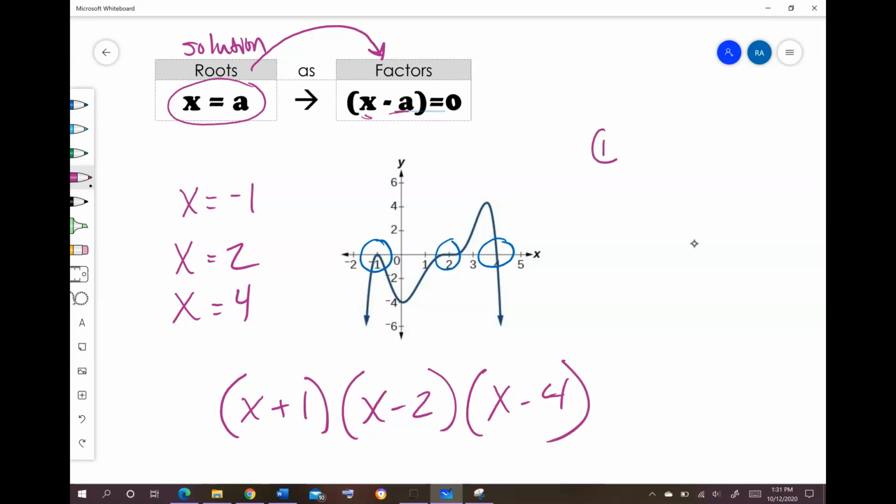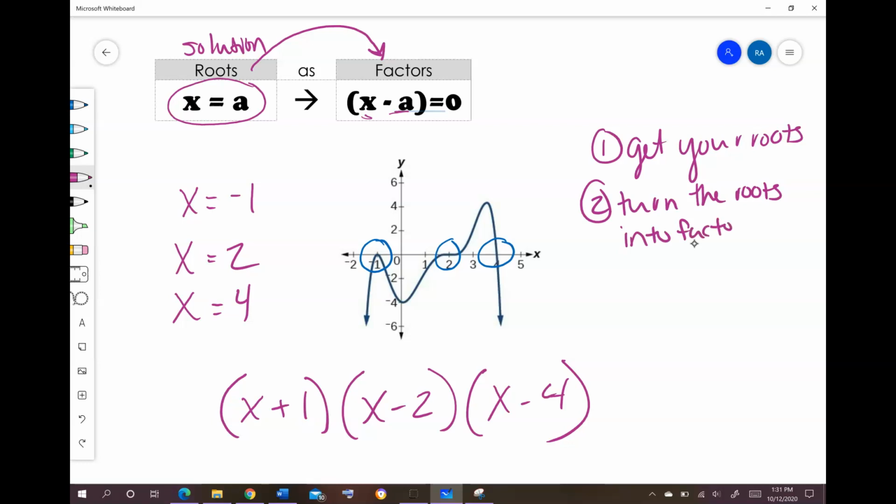Step 1. Step 1 is get your roots. We'll say step 2 is turn those roots into factors. Okay, and then step 3 is going to be your multiplicities.